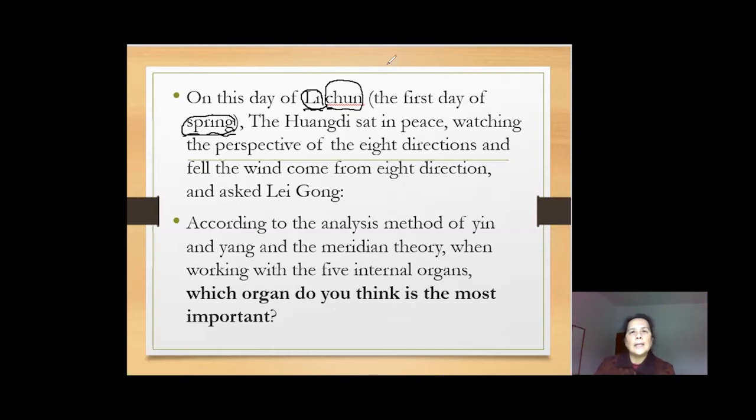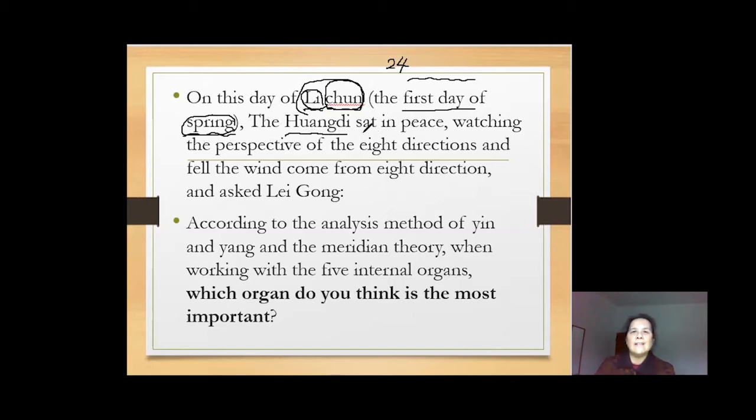For Chinese, we have 24 solar terms, like a relationship with different times of the year. About every half month, one solar term changes, related to the different seasons. One of the solar terms we call Li Chun, that means spring start, or the first day of spring. So on that day, the weather is getting warm and Huang Di is pretty relaxed.